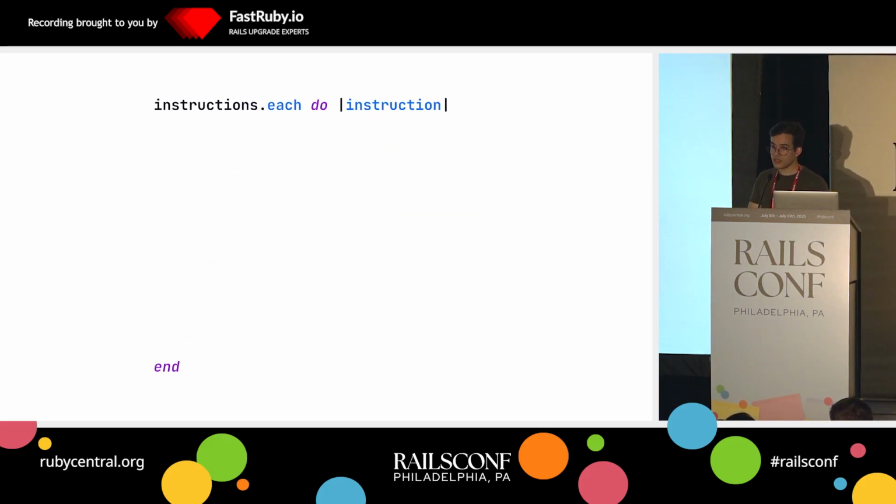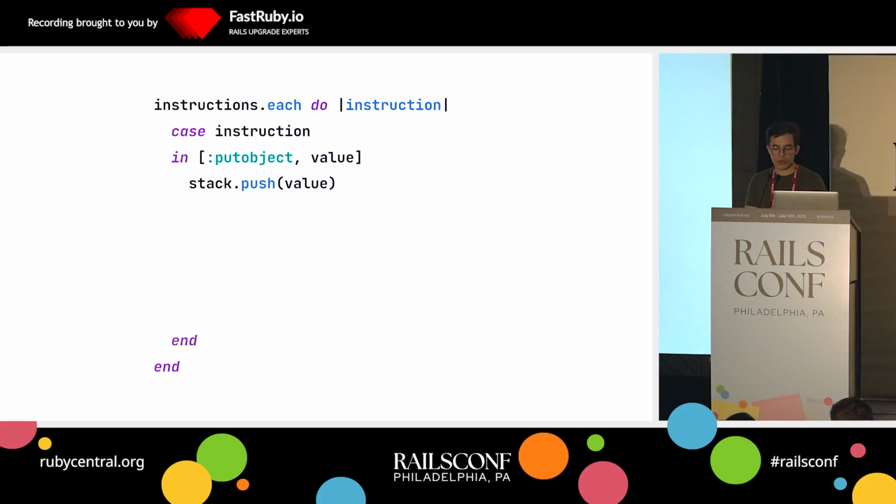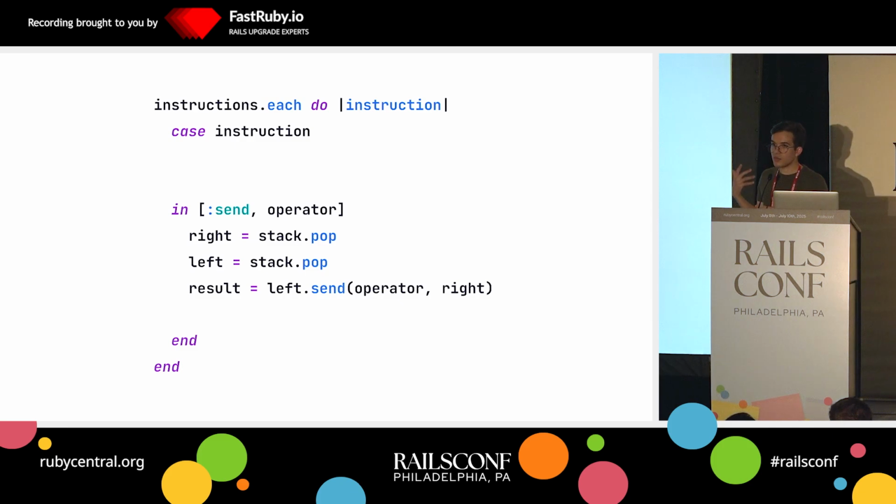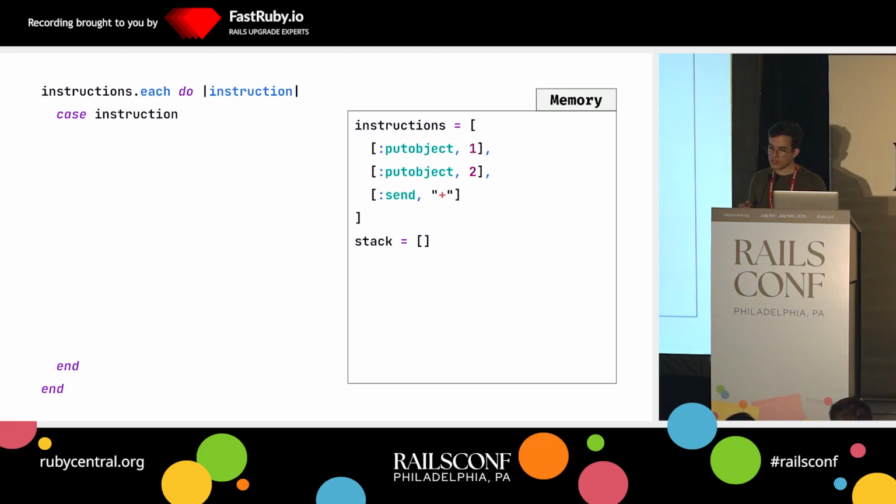So for each instruction, we check in a case expression. And if it's a put object instruction, we push that value onto the stack. But if it's a send instruction, we'll do something different. We pop a value from the stack that will be on the right side. Then we pop a second value from the stack, that's the left side. Then we do that send operation that we had before again, but now we push that value back onto the stack. So once more, let's walk step by step with a real example.